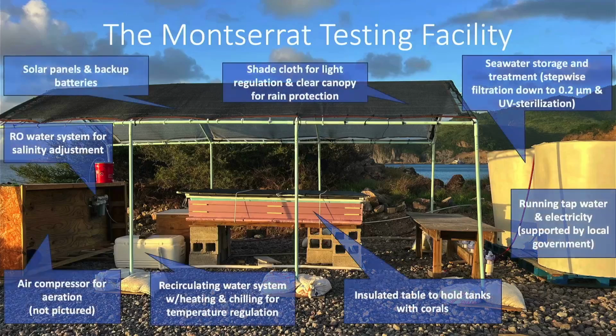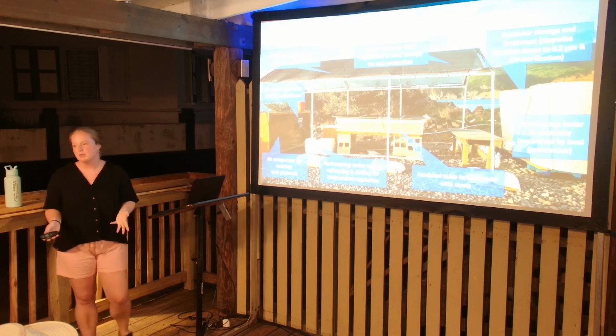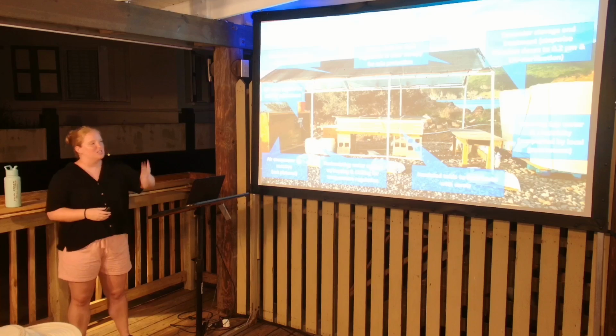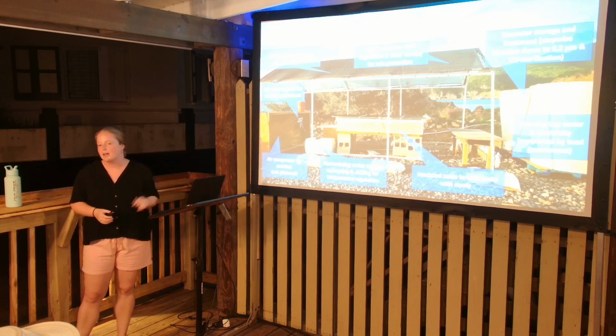So this facility has an insulated water table, which is in the middle, and that's where we house our corals. And it also has a controlled water heating and cooling system. So we make sure our corals are not cooked and they're also not freezing. We get our seawater right off the edge of the land over here, and we filter our seawater to remove any bacteria or any contaminants. And we also have things like shade cloth, and they're running on solar panels and backup batteries.